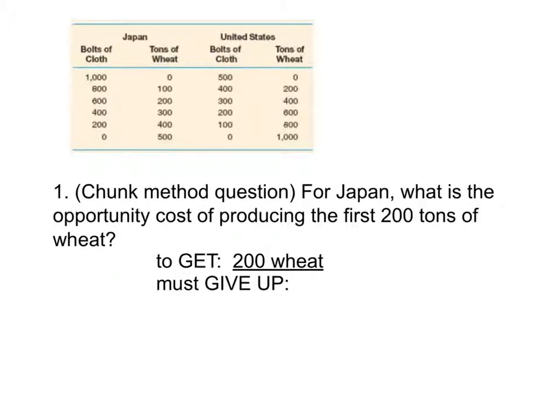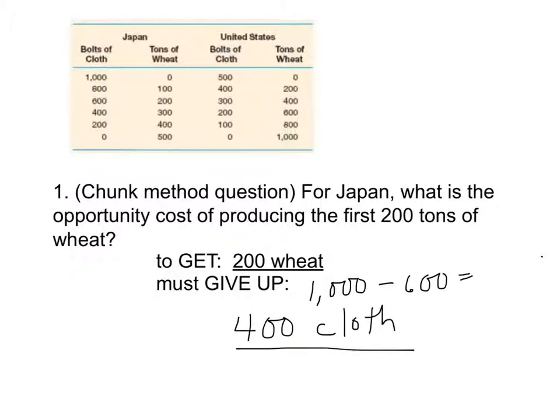We go back to the data for Japan, and we find that as they gain 0 to 100 to 200 wheat, they are giving up cloth. They started at 1,000, they go to 800, and then to 600. Because in order to produce 200 units of wheat, at that point, Japan is only able to produce 600 units of cloth. So we take the 1,000 minus 600, and we find that it is 400 units of cloth. And that's our answer to the question. This chunk of 200 wheat has cost us 400 cloth.